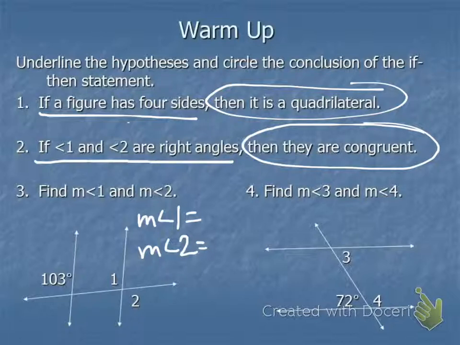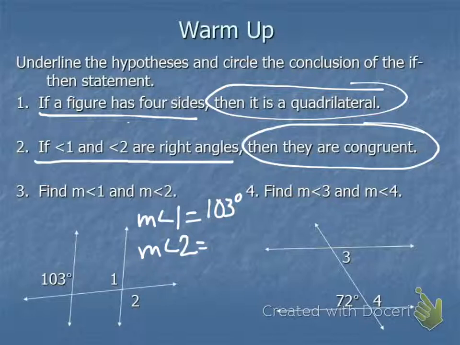They are corresponding angles. You notice that they're in the same position when compared to the intersection point. They're both like upper left. All right, so they are corresponding angles. What do we know about the measure of corresponding angles? Corresponding angles are congruent. So this one is also 103 degrees.